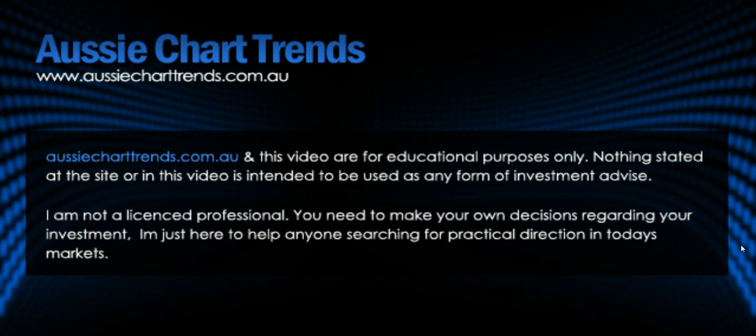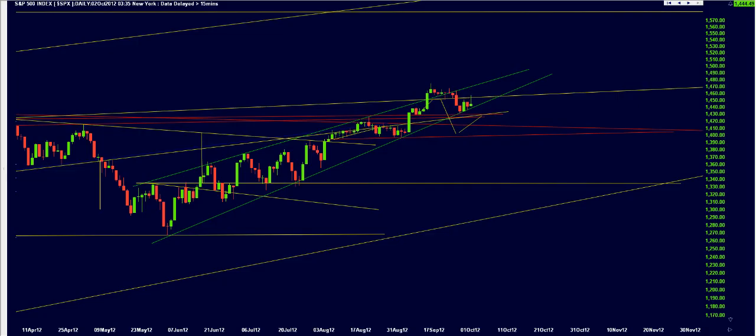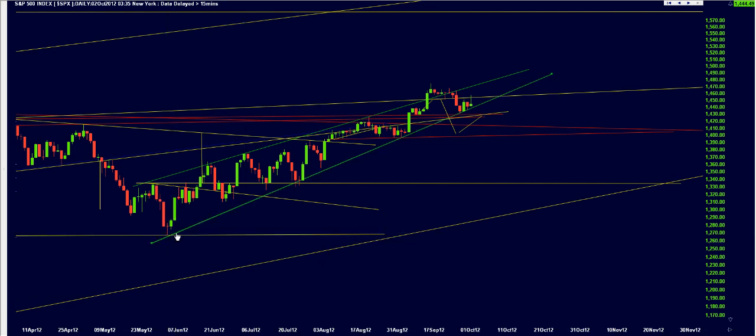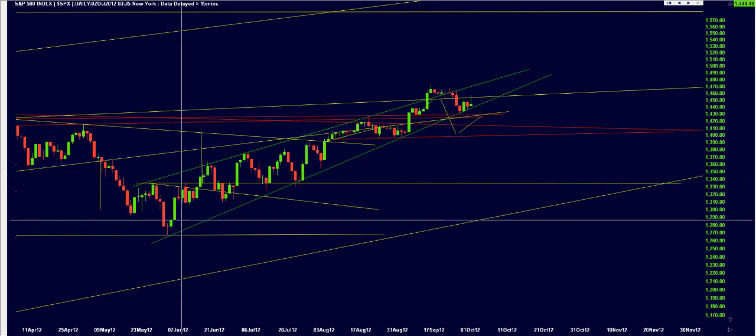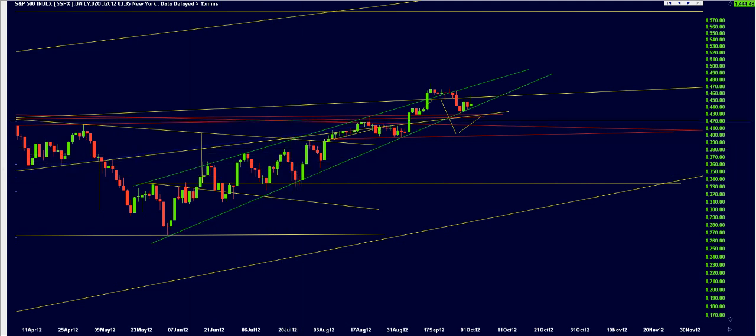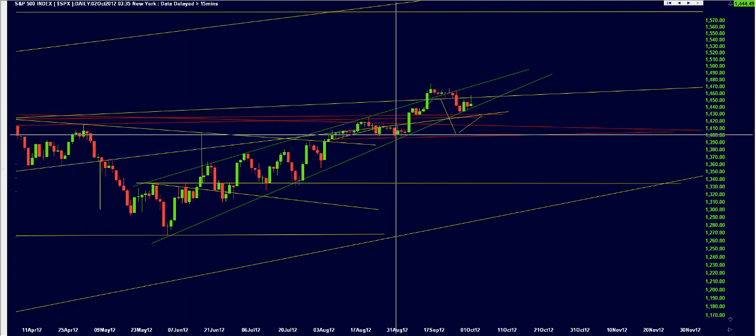Okay, so let's take a look at the charts. Here is the S&P 500 on a daily basis, and we can see that this green line here and this top green line here is acting as a fence for the S&P 500. We can't seem to get out of either side at the moment.